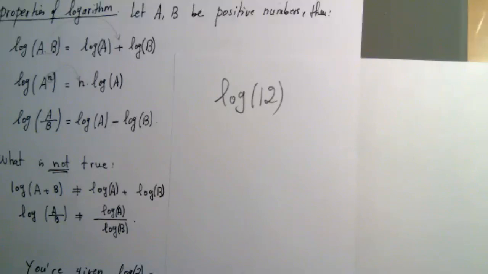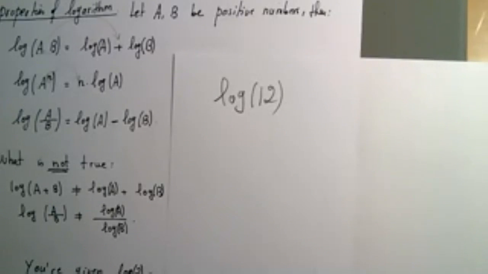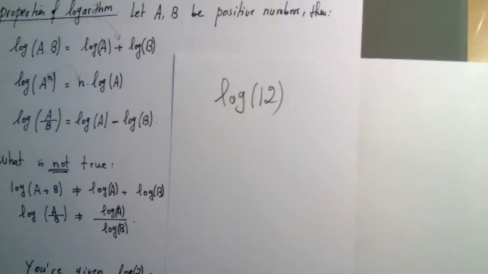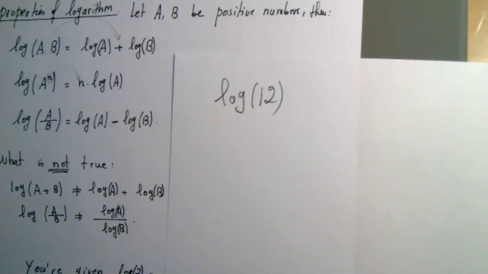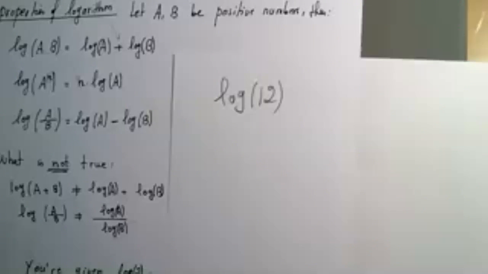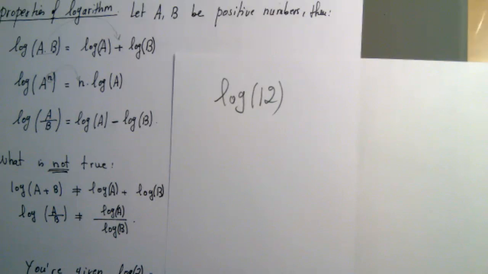You know log 2, you know log 3. Figure out log 12 using those properties. Well, using log 2 and log 3? Only 2 and 3, but then you can do whatever you want. You have a lot of properties to play with.